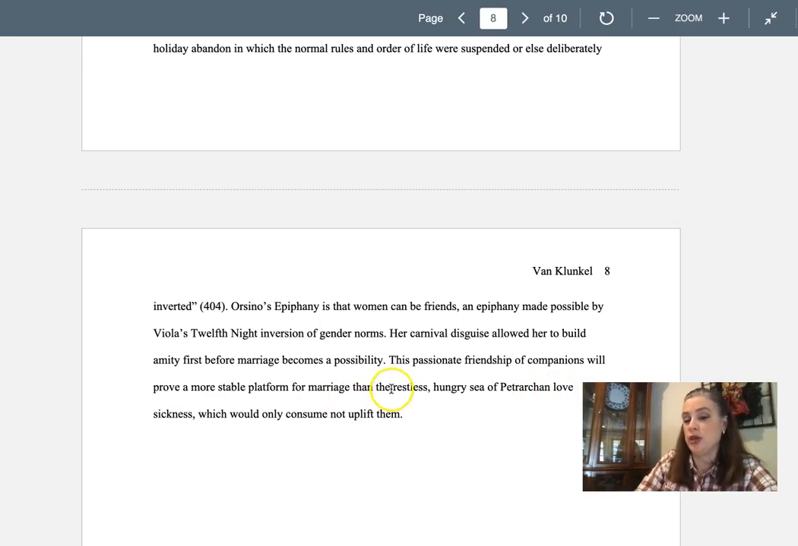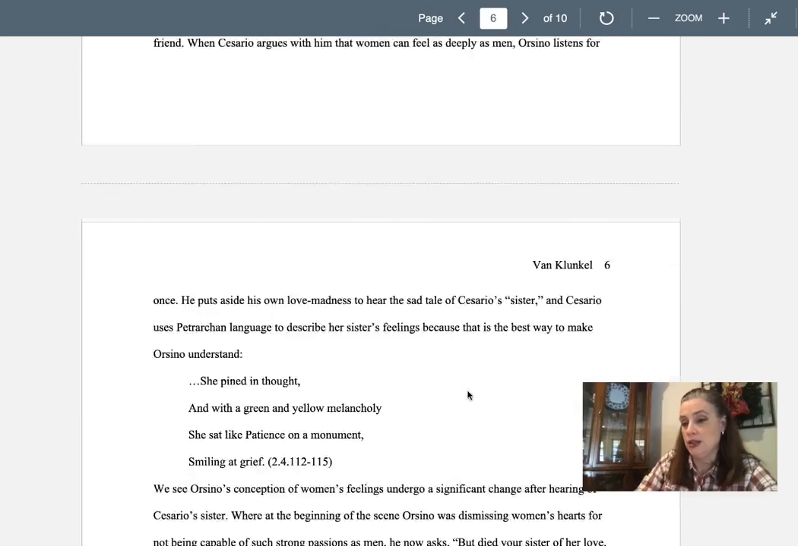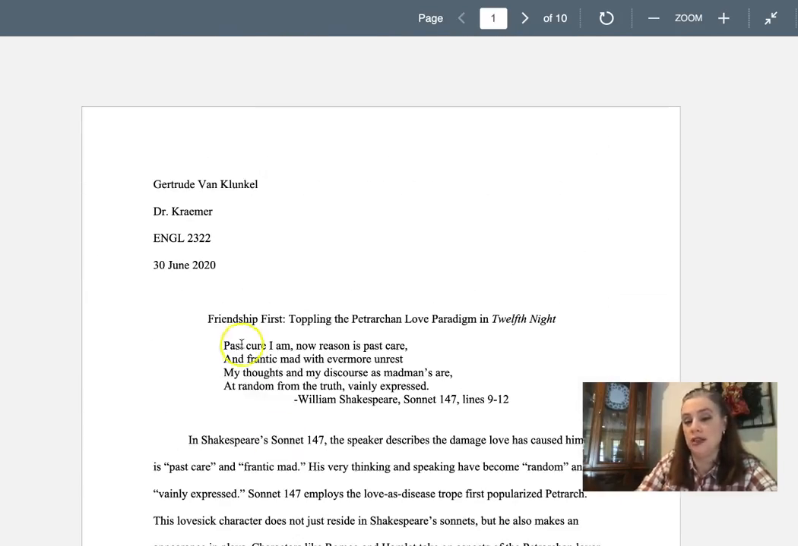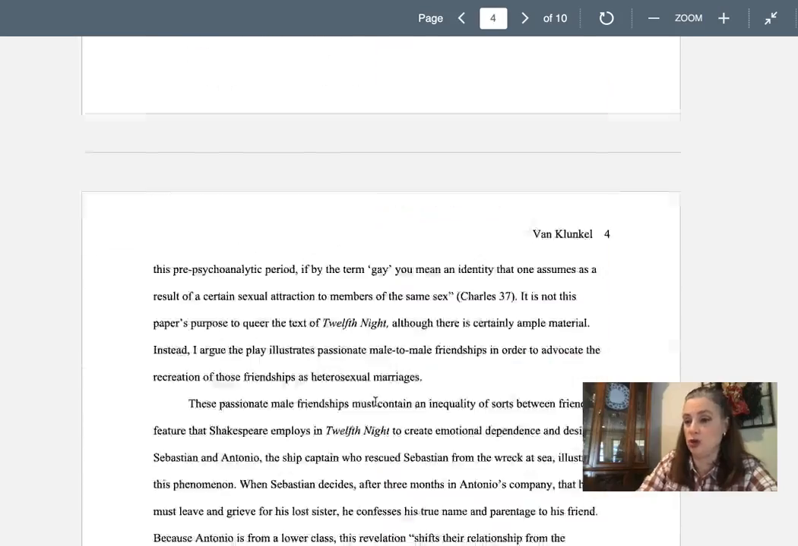Now, what's this restless, hungry sea? Sorry about the scrolling. This is a reference to the sonnet that I started this with. Right? Past cure I am, now reason is past care, and frantic mad with evermore unrest. My thoughts and my discourse as madman's are, at random from the truth, vainly expressed. Okay, so I'm going back to that Petrarchan ideal.